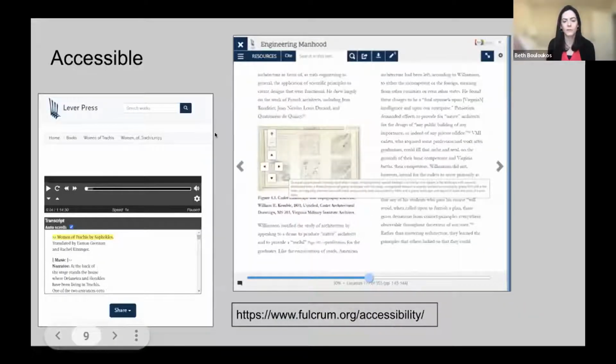And there's a large focus at the Michigan Publishing Services Fulcrum team to make the titles as accessible as possible. So we include alt text, we have transcripts if there's audio-visual material as well, and they have a whole task force to make sure that we're staying on top of everything we need to in terms of accessibility.